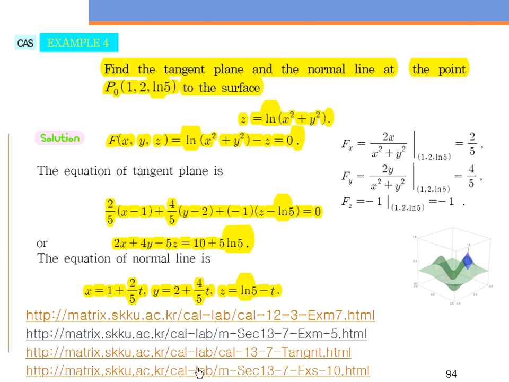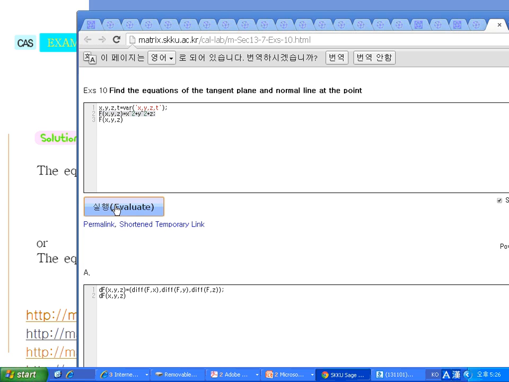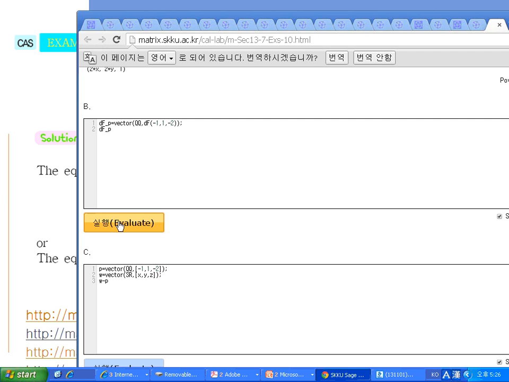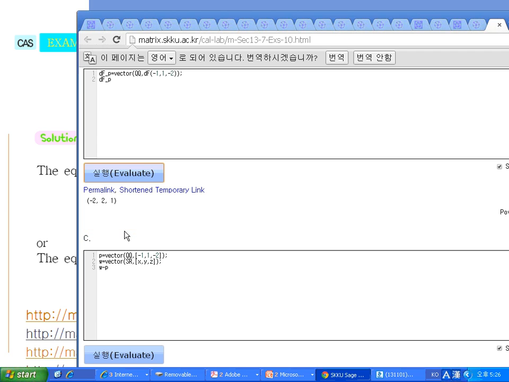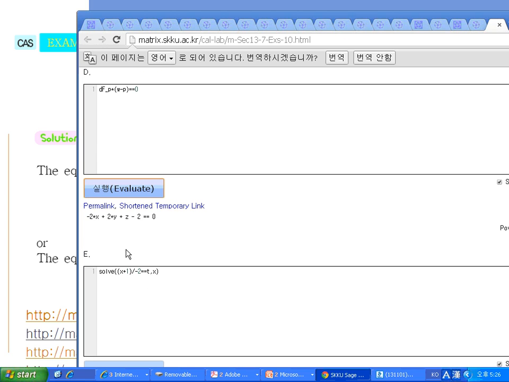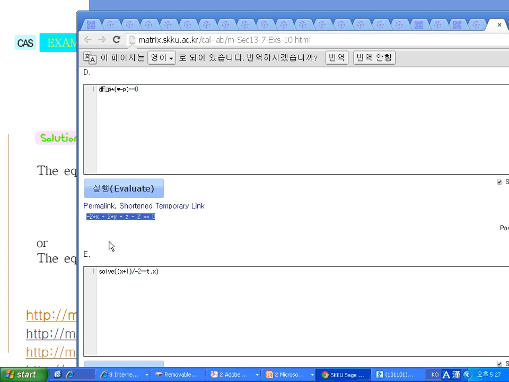Okay, and what else? Find the equation of the tangent plane and normal line at this point. For this function, we define the functions and then find the directional derivatives and the normal vectors and equations. Because the inner product of the vectors and the directional derivatives is equal to 0, that gives us the equation.